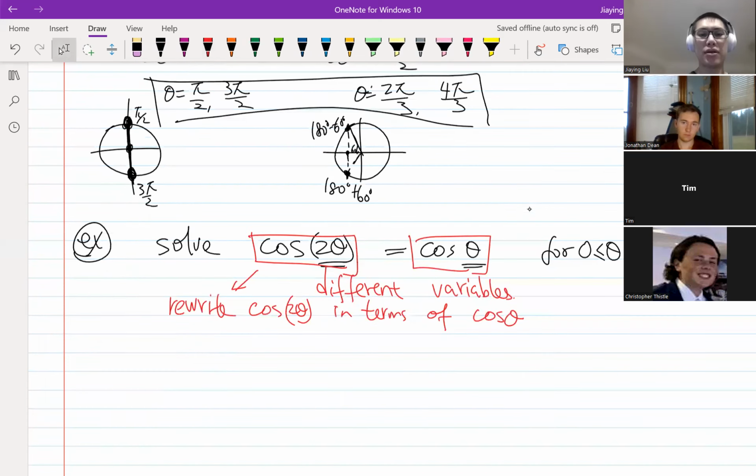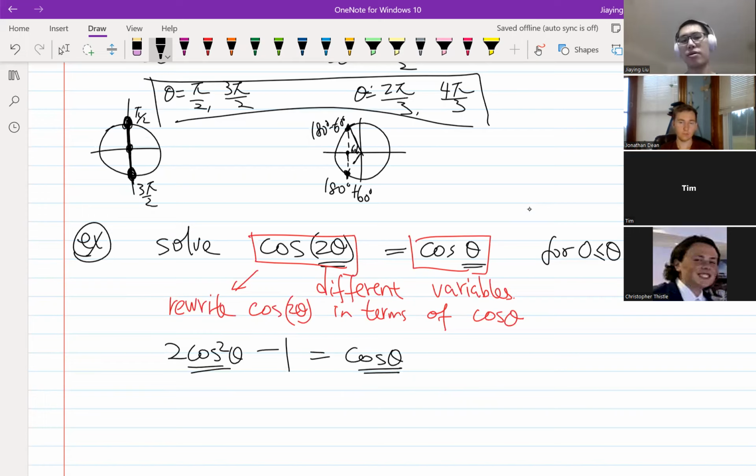So that's going to be, if you remember, cosine 2 theta in terms of cosine theta: 2 cosine squared theta minus 1. That's equal to cosine theta. So now we have cosine theta and cosine squared theta. They're the same, they're not different. And from here, we're going to try to use substitution again.